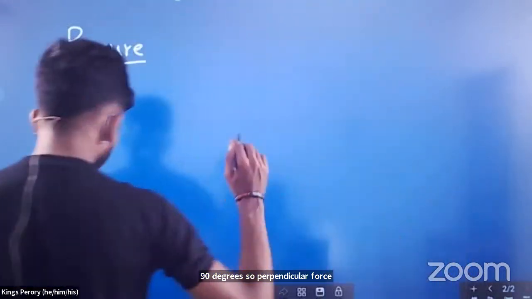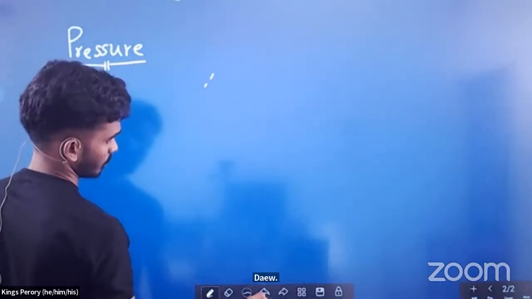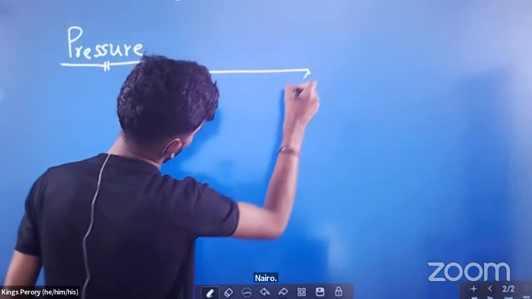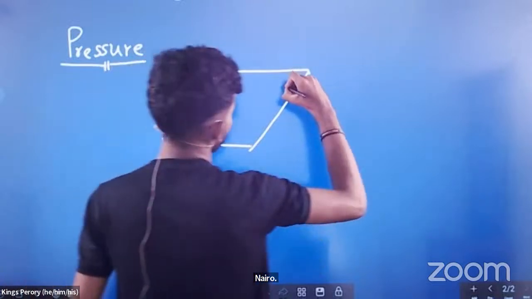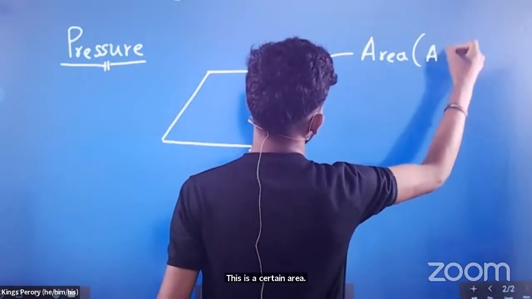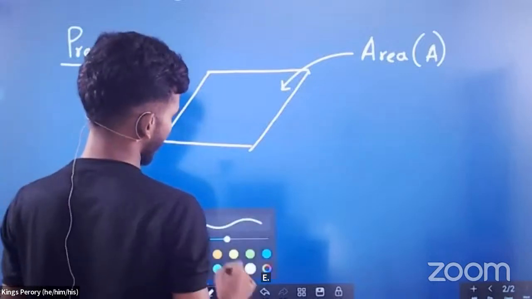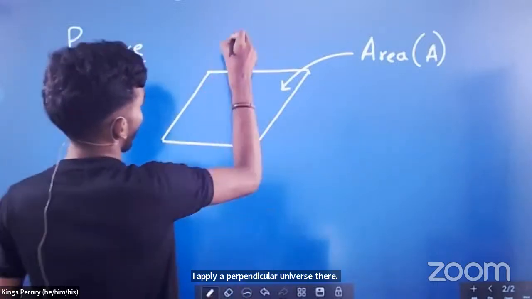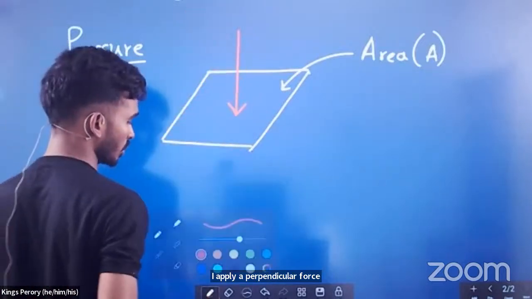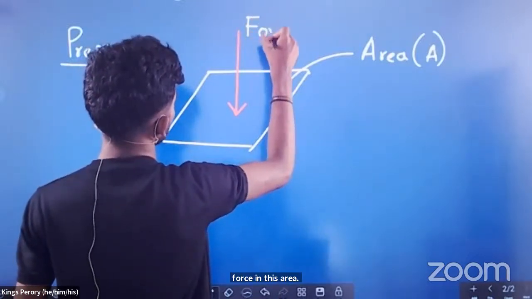Listen. You have a certain area. I'll name the area as A. I apply a perpendicular force there. Look at the board very carefully. I apply a perpendicular force in this area. This is a perpendicular force.